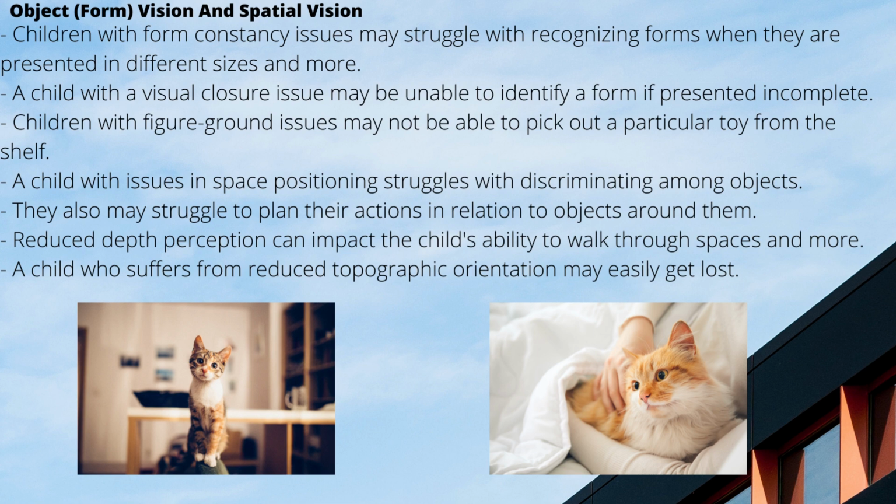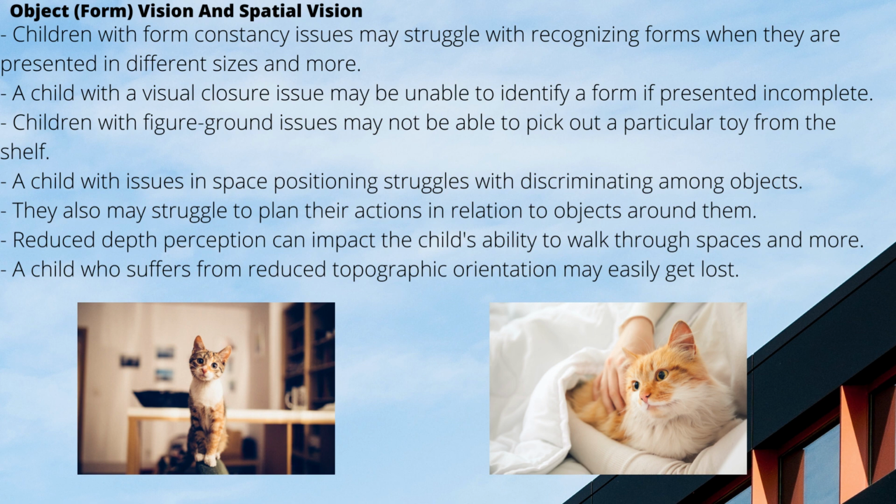Now coming to the final part of the slides, which covers object vision, also known as form vision, and spatial vision for this sub-subject. Children with form constancy problems may struggle with recognizing forms when they are presented in different sizes. This can affect the child's ability to organize and classify perceptual experience for meaningful cognitive operations. A child with visual closure issues may be unable to identify a form if presented in not a complete form. Children with figure ground issues may not be able to pick out a particular toy from the shelf, and this may cause him or her to struggle with sorting and organizing personal items.